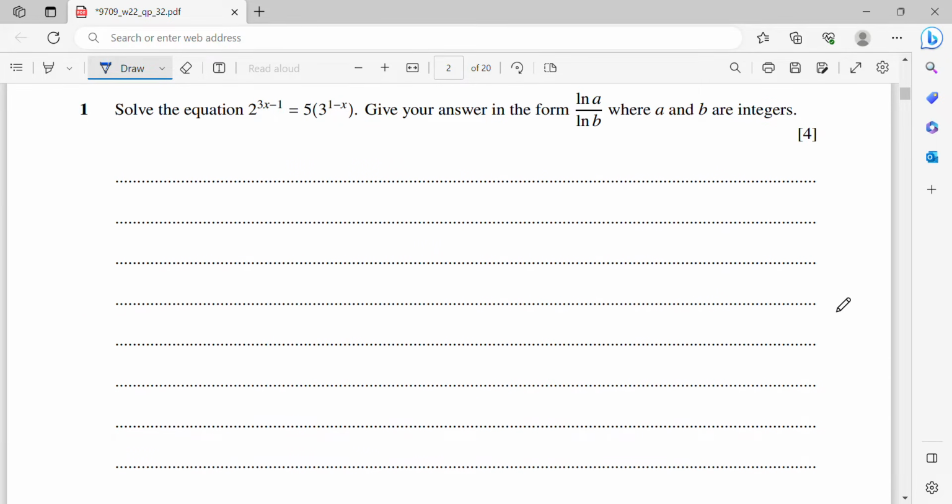Okay, so for question number 1, solve the equation 2^(3x-1) = 5 × 3^(1-x). Give your answer in the form ln a over ln b, where a and b are integers. Okay, so now first of all, we copy the question.